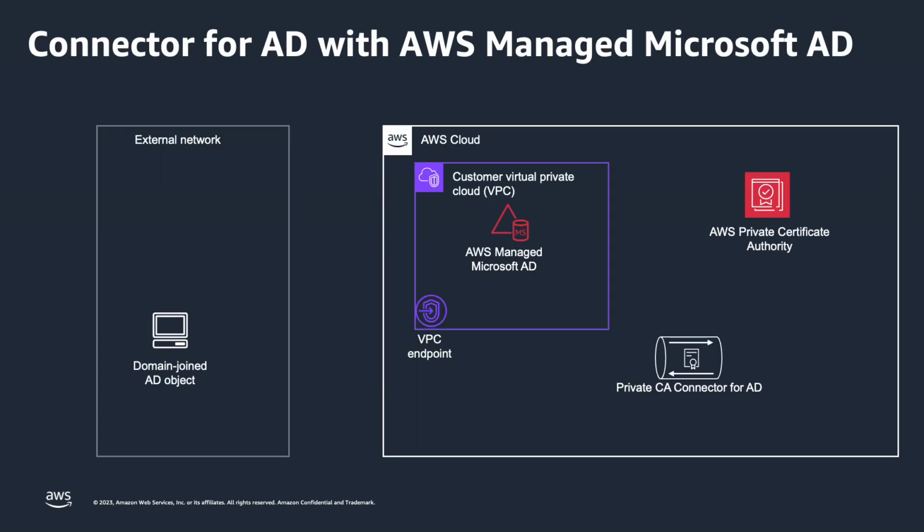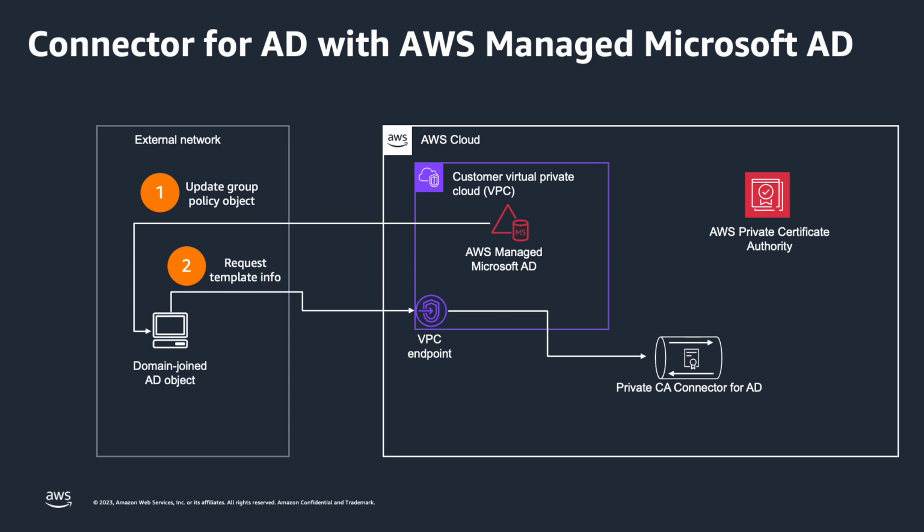Let's take a look at this request flow diagram. This is an example architecture using AWS Managed Microsoft AD and a connector for AD to issue certificates to domain-joined devices from AWS Private CA. First, AWS Managed Microsoft AD provides the device an updated group policy object with auto-enrollment details. The device will then request certificate template info from the connector for AD. The connector authenticates this request with your AWS Managed Microsoft AD.